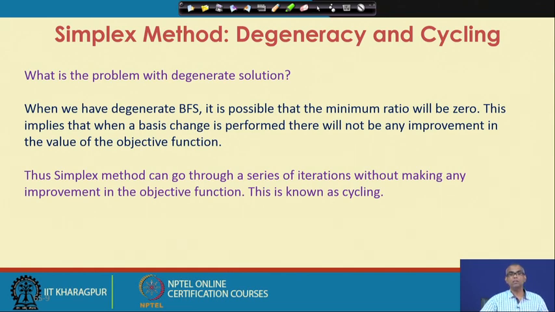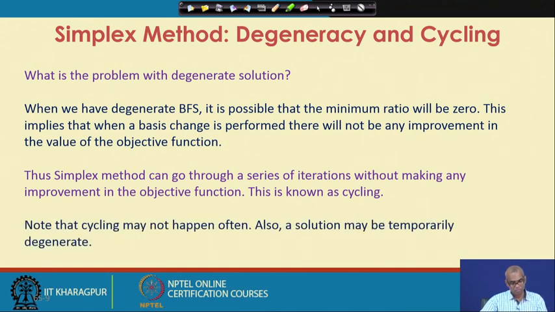So, it will be considered as if the simplex has entered a loop, and from one iteration to another there is no change in the objective function value. This is known as cycling. Fortunately, cycling may not happen all the time. It does not happen often. Also, a solution may be temporarily degenerate.